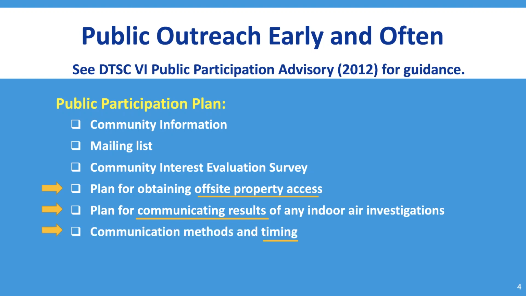The communication methods and timing should be clearly described in the public participation plan. For example, will you be communicating using fact sheets, work notices, or community meetings? And will things be sent out via mail or email? For timing, it's particularly important to set clear expectations about when stakeholders will be getting information. Once an initial public participation plan has been drafted, it should be used throughout the vapor intrusion investigation and updated with new information as it becomes available.